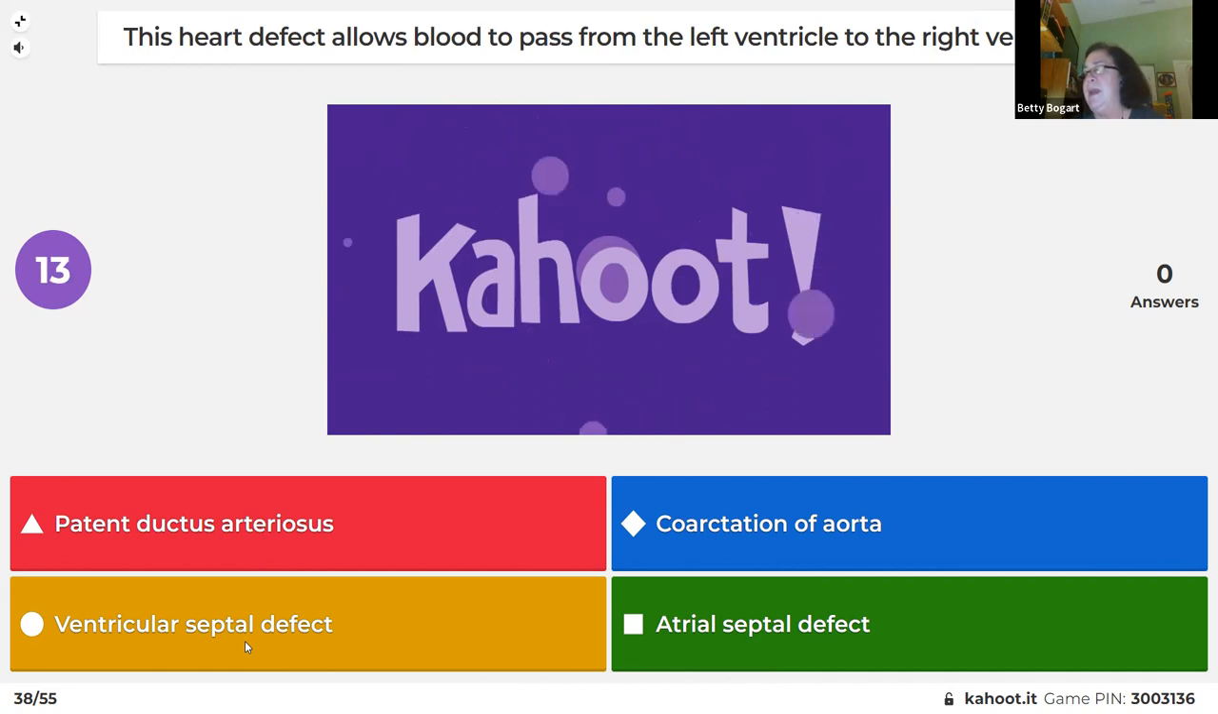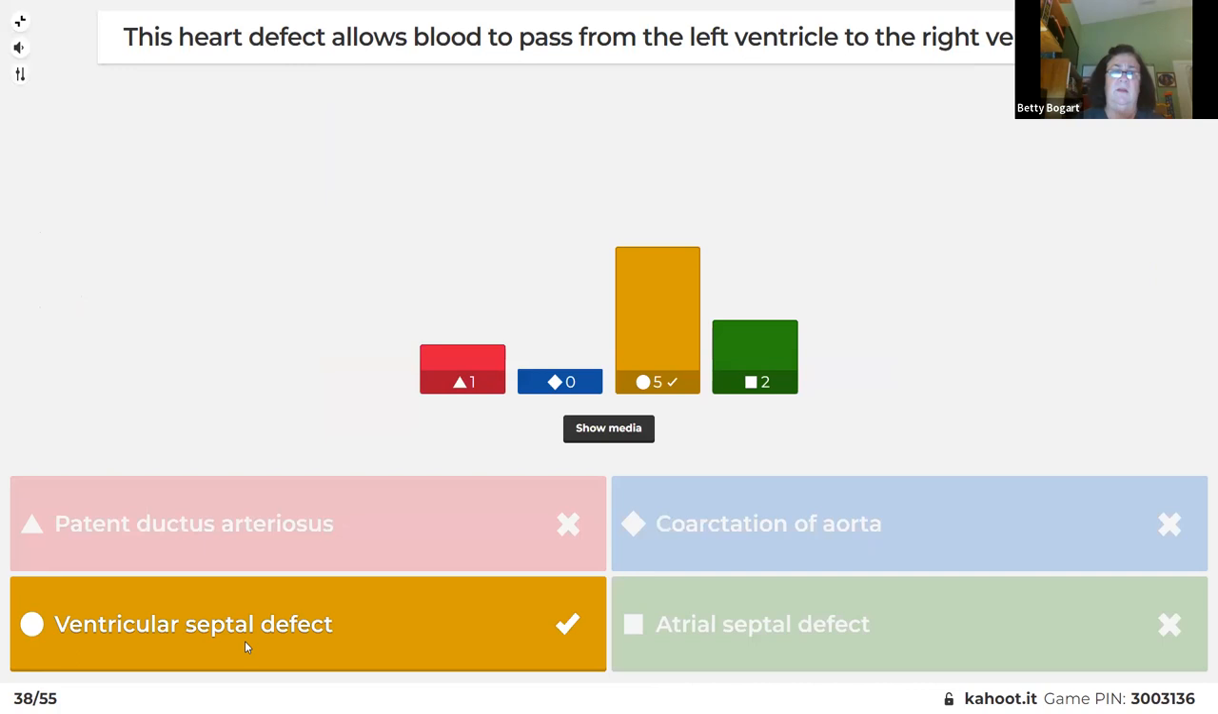What if it was the right atrium to the right ventricle? Right atrium, left atrium, right ventricle, left ventricle, what are those holes called? It's called a ventricular septal defect between the ventricles and atrial septal defect between the atria.